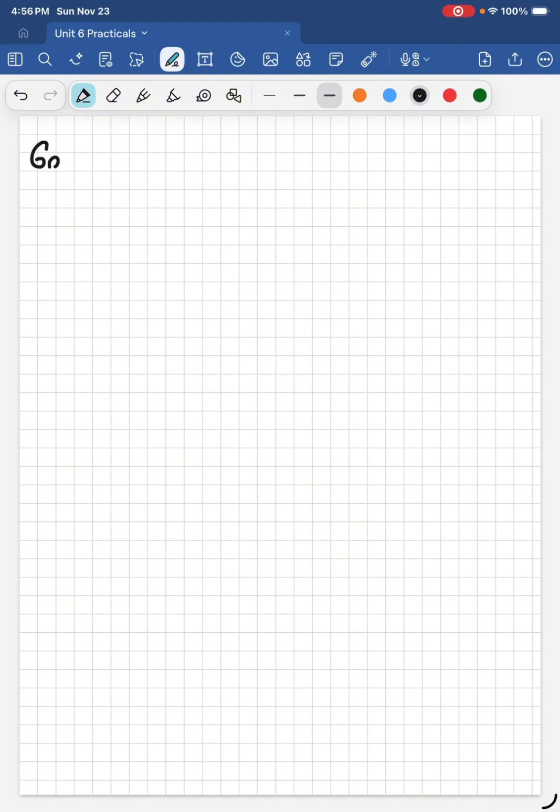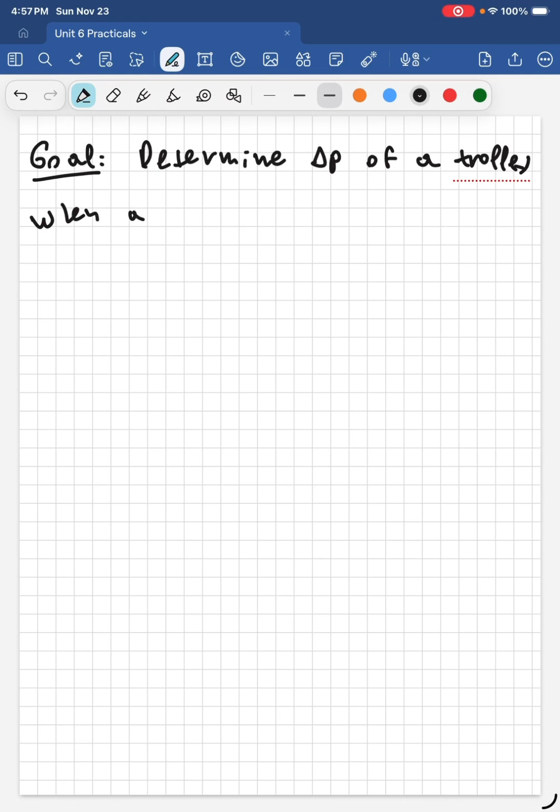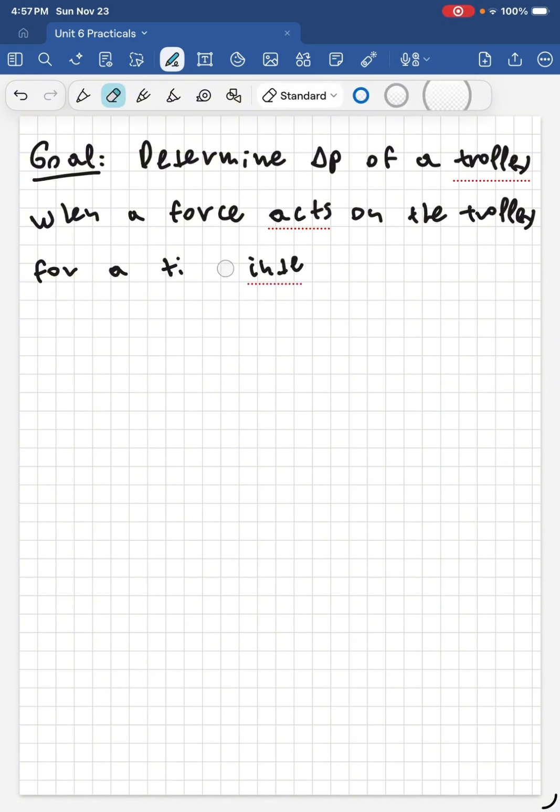So the goal again is to determine delta p, the change in momentum of a trolley when a force acts on the trolley for a time interval delta t.